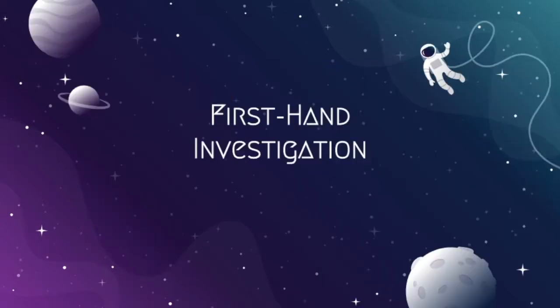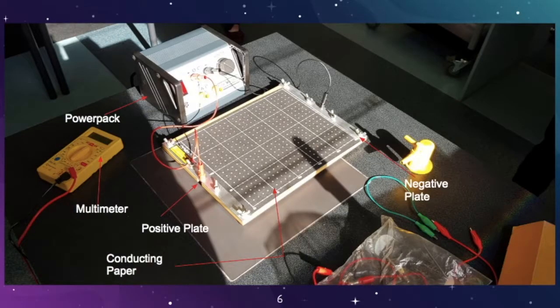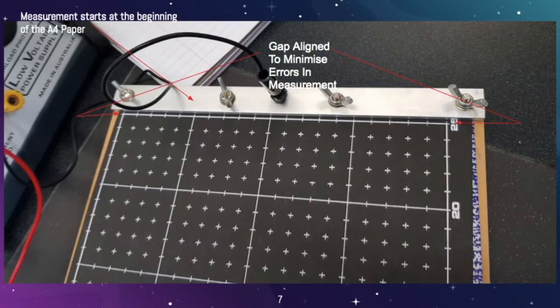The first-hand investigation. On the left-hand side, you can see the power pack, multimeter, and positive plate. On the right-hand side, you can see the negative plate, and between them, that grid surface is the conducting paper. This zoomed-in picture shows the gap on our grid. This is to make sure that we are measuring from the same point to minimize errors.